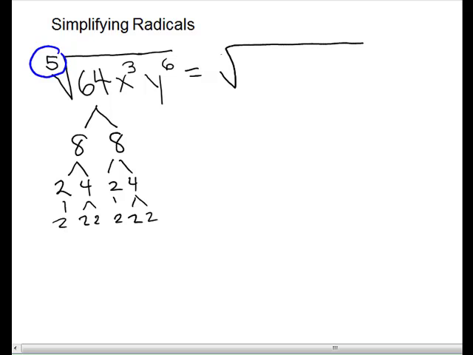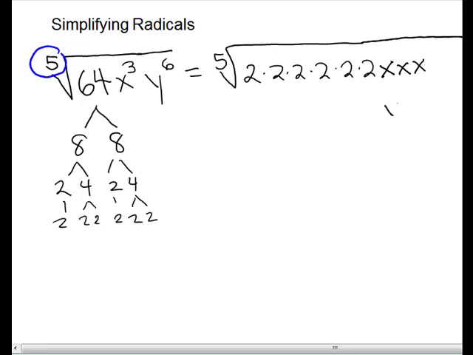Keep your index. If you leave it off, you think it's a square root. So we have 6 2s. We have 3 x's. And we have 6 y's. I'm going to have to put the y's right here to make them fit. All right, so we're going to do groups of 5 factors.